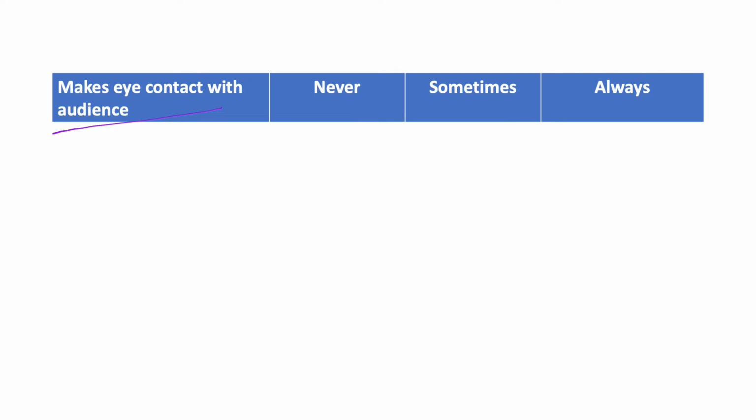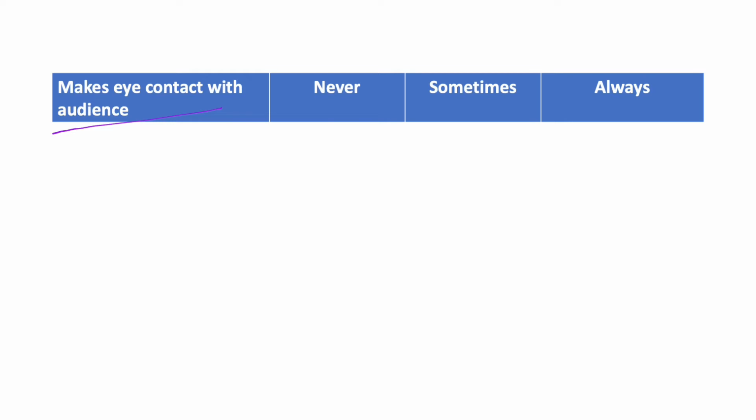So, one student, when he presented, because what you are judging is the eye contact, when he never looked at the audience and he just looked at his copy, you rate it as never. But if sometimes he looks at the audience, you rate him here. Or if he has good eye contact with the audience, you may put always. So, 3 is easier to use.